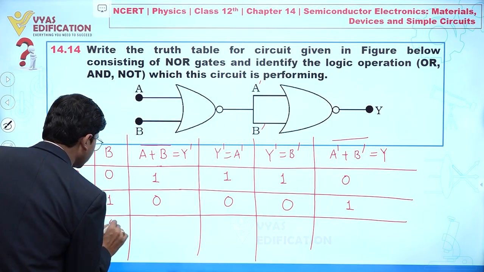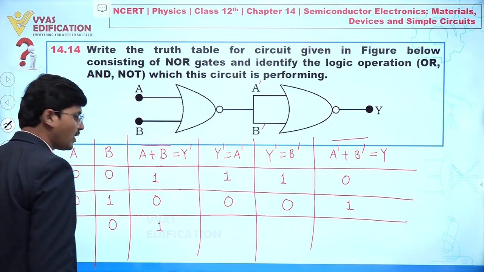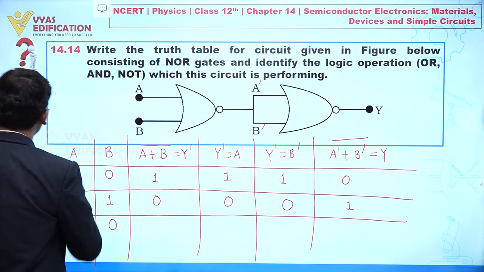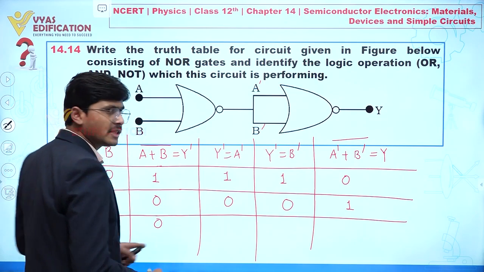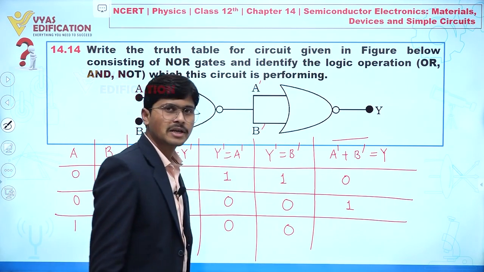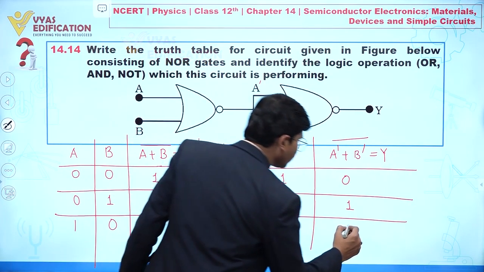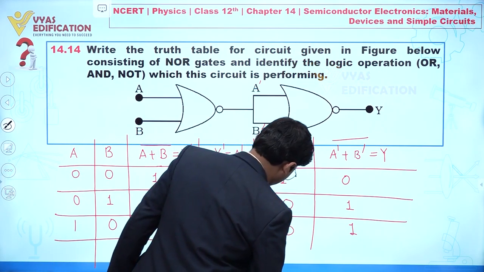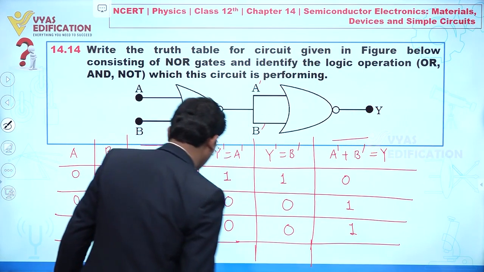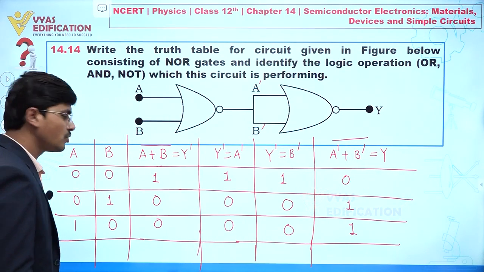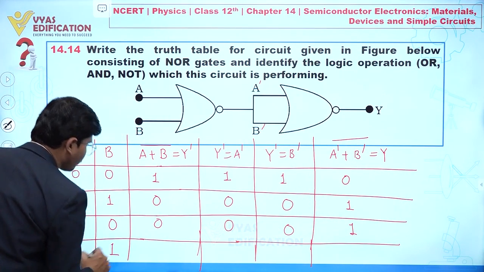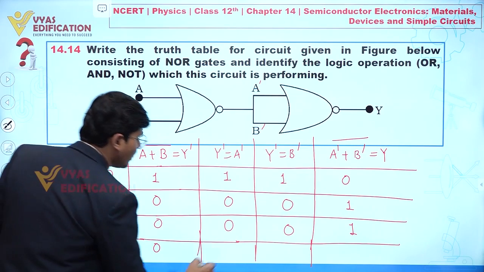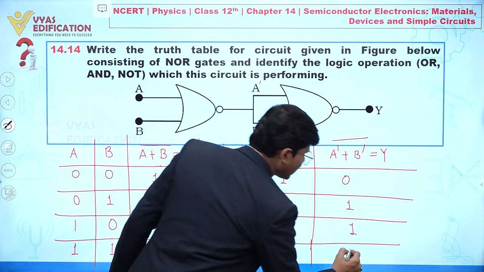Now let's suppose we have input 1 and 0. 1 or 0 is 1, but understand it, this is NOR. So we are getting 0. When this is 0, this is 0, this one is 0. 0 or 0 is 0, and this is 1. Now let's suppose this is 1 and this is 1. So 1 and 1, we are getting 1, and we have NOR, so this is 0. Again, the input is 0 and we will get 1.